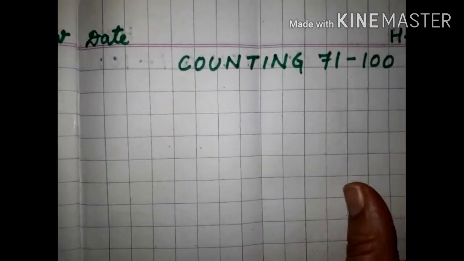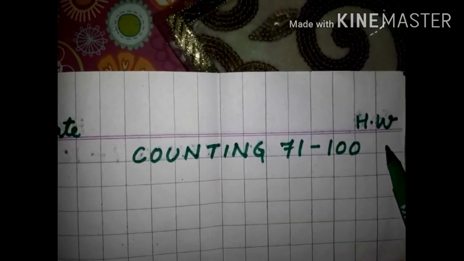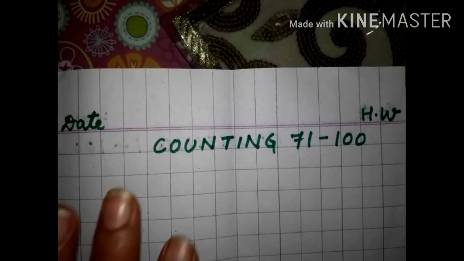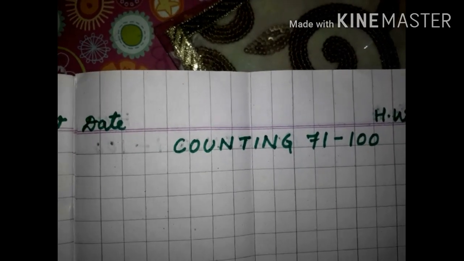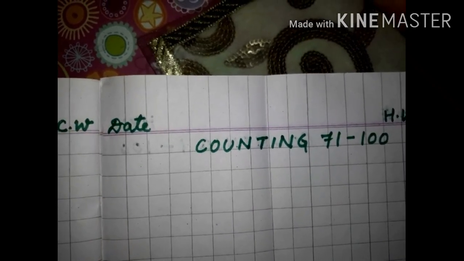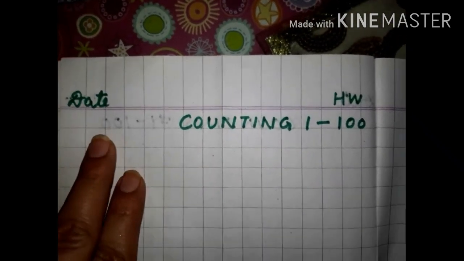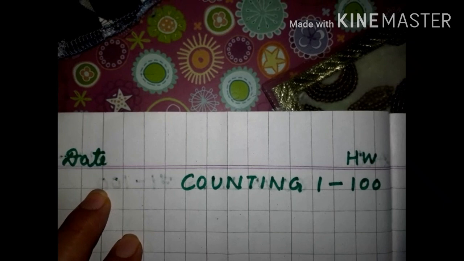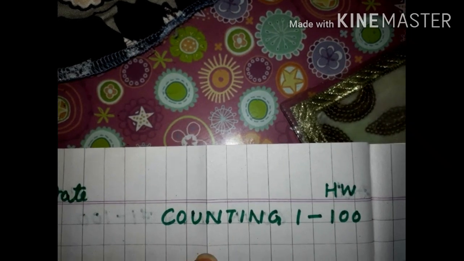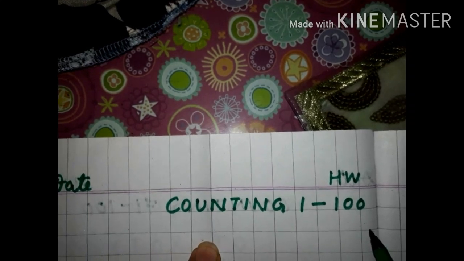Here again you will write the date, HW and topic. Okay. So here on this page you will write counting 71 to 100, and on the next page I am giving you another homework. See, here we have finished all the counting from 1 to 100. So here write down the date, homework, and one time you will write counting 1 to 100. Okay, children?